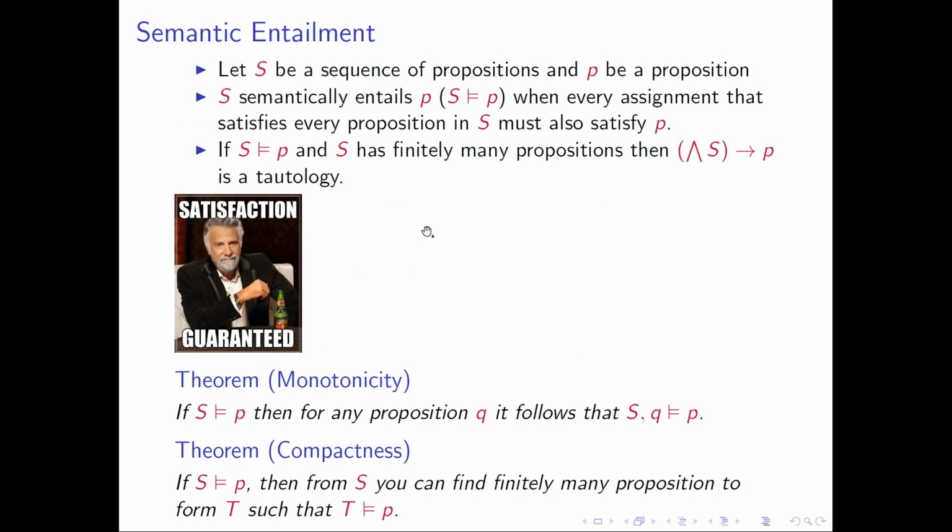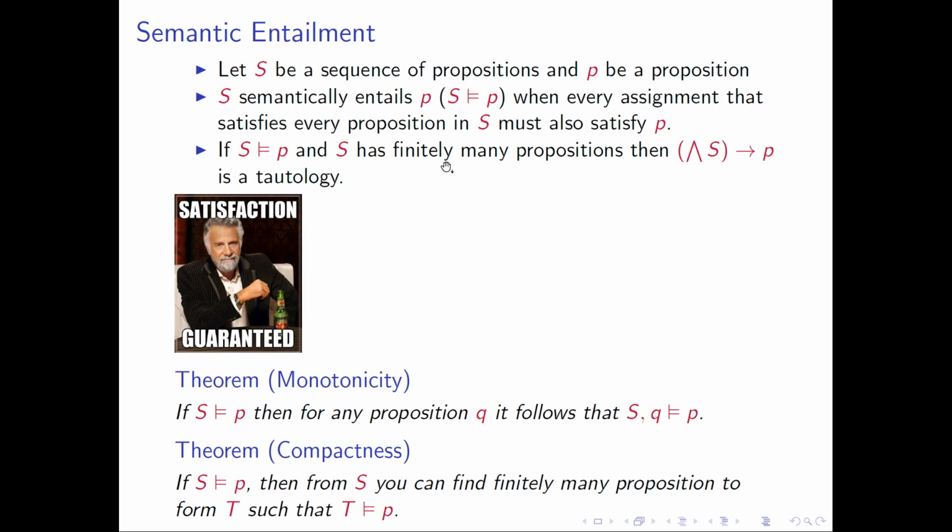So there's two different types of entailment. The first one is semantic entailment. So we're going to choose some sequence of propositions S. There's going to be some separate proposition P. Okay, so we've got a sequence of propositions S, and there's something P. S entails the proposition P when every assignment that satisfies every proposition in S must also satisfy P. So if we have an assignment and it satisfies S, it must also satisfy P if this entailment holds.